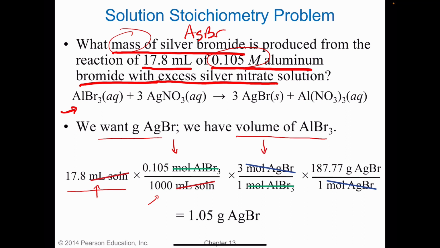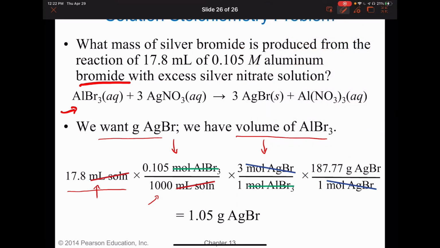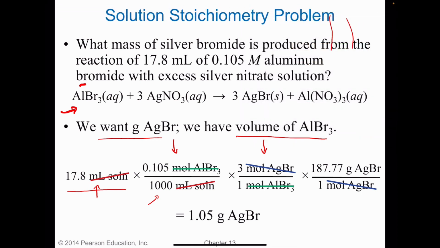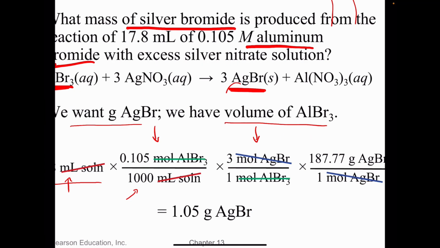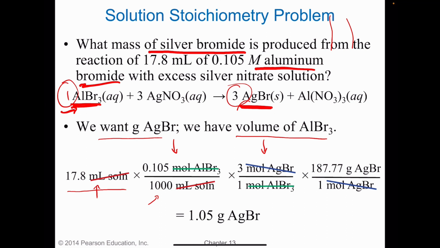Next up, this is the mole ratio between the two substances that we were talking about. So again, just looking at the problem one more time. They said what mass of silver bromide, so that's what we need to get to. And they gave us information about aluminum bromide. So here's the aluminum bromide, and here's the silver bromide. So we're looking at the coefficients for those two things in the chemical reaction, which is a 3 and a 1. So that's why they have a 3 and a 1 here for the mole ratio. 3 on top because we want to get to silver bromide, and 1 on bottom because we want to cancel the aluminum bromide.